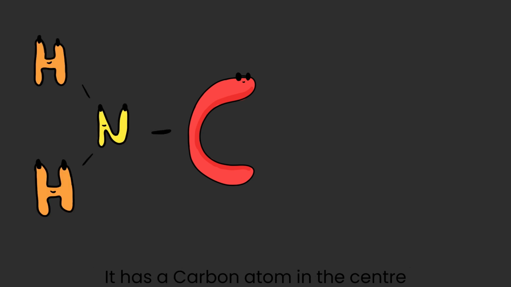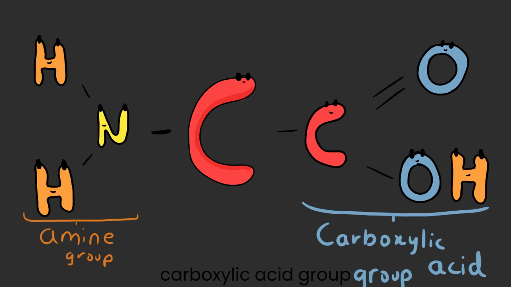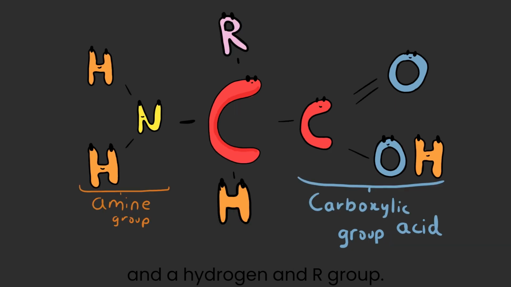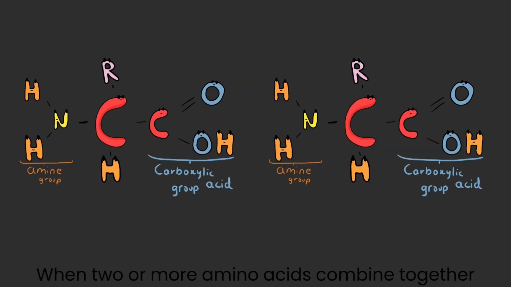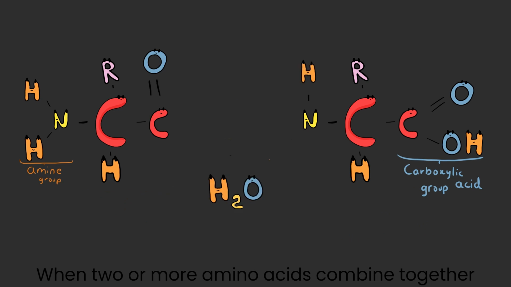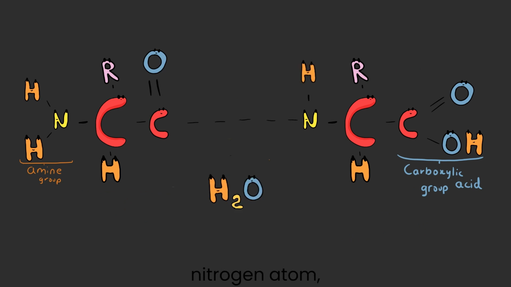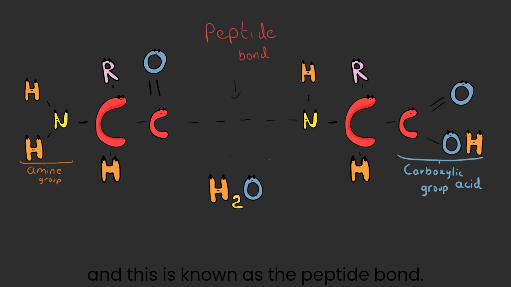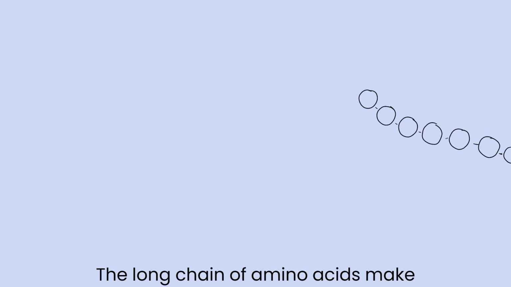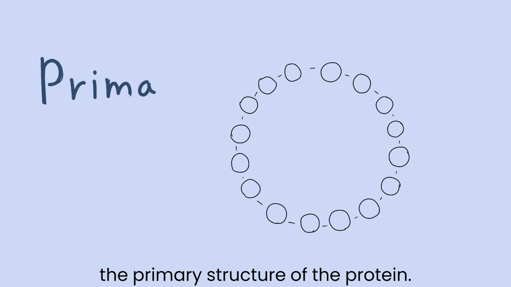If you see the structure of the amino acids, it has a carbon atom in the center followed by an amine group, a carboxylic acid group, a hydrogen, and an R group. When two or more amino acids combine together, they form a link between the carbon atom and nitrogen atom, and this is known as the peptide bond. The long chain of amino acids makes the primary structure of the protein.